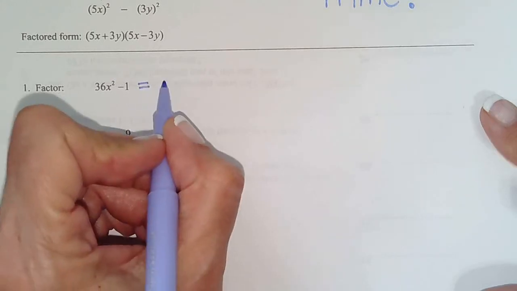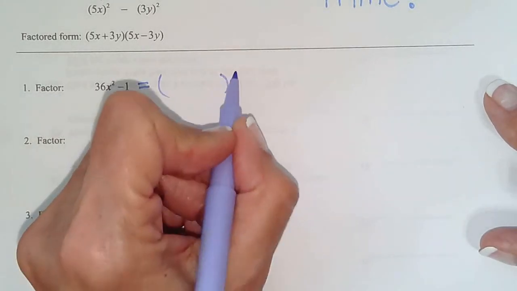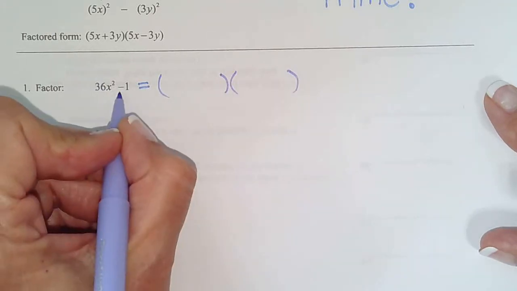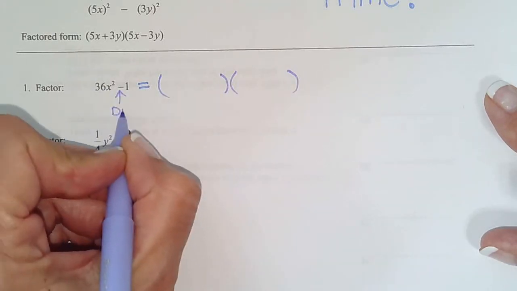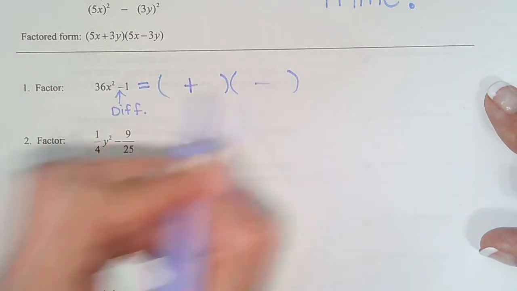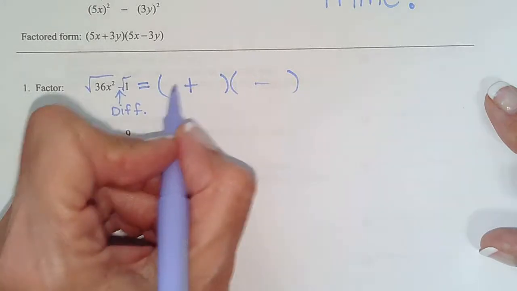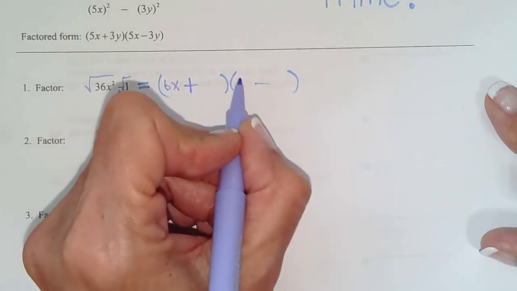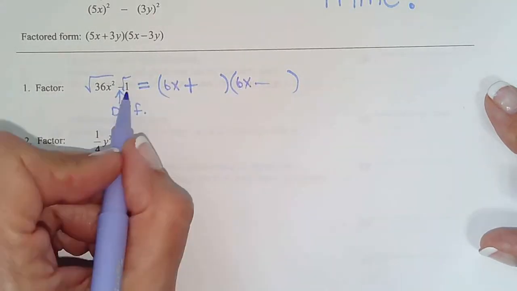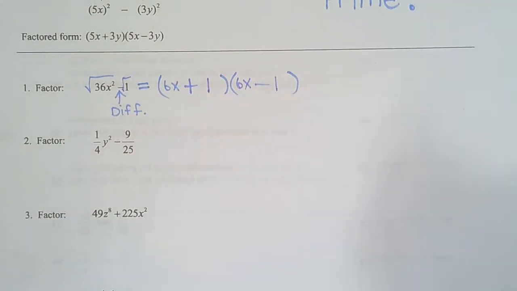So once we realize that it fits a pattern, we go, okay, well, it's a minus sign, so that means the signs will always be different. So we do 1 plus, 1 minus, and then we just do the square roots. Square root of 36x squared, 6x in both the first slots. Square root of 1 is 1, in both the second slots.